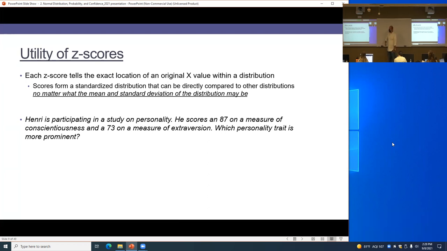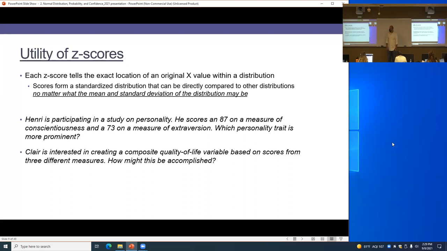Maybe the mean of the conscientiousness measure is 86 and the mean of the extroversion measure is 50, meaning a much higher score on one relative to the other, even though we've got a lower raw score, right? What we could do, if we have means and standard deviations for both of these, is start calculating the z-score and then say relative to these two, this person is scoring relatively much higher on this than that. The raw scores really give us no information at all, so we can't do all the fun stuff with those.